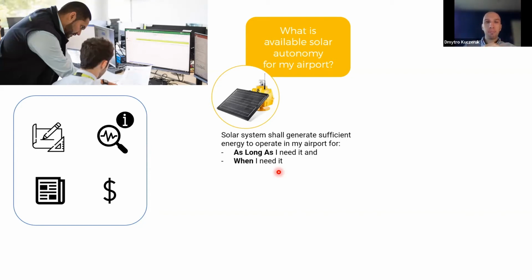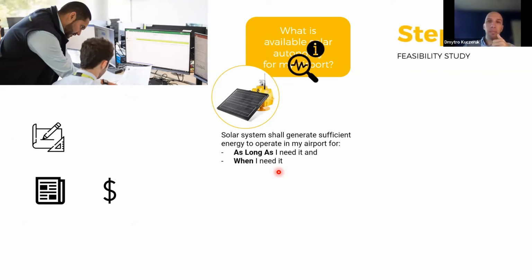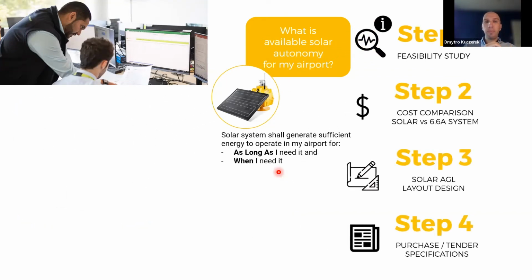Solar system can be designed in 4 simple steps. We start from a feasibility study, or we call it a solar feasibility study. This is the step where we validate whether or not solar system can operate as long as needed by the airport and when needed by the airport. After this question is answered and confirmed, we can move obviously to step number 2.